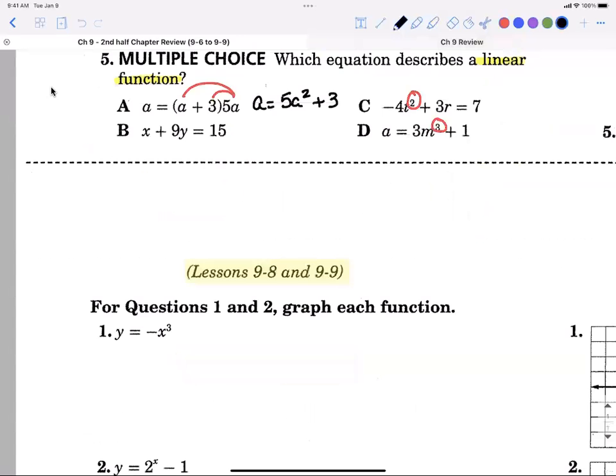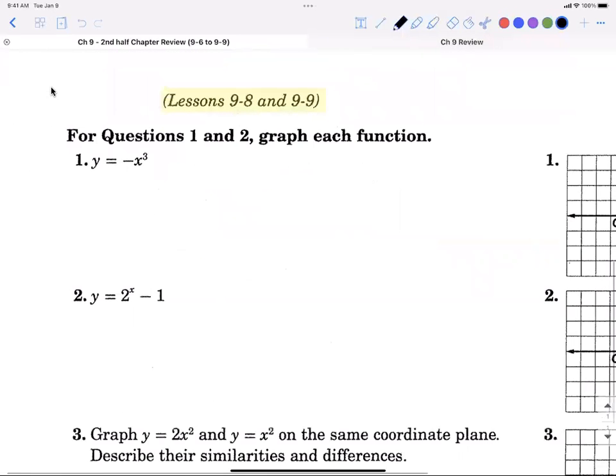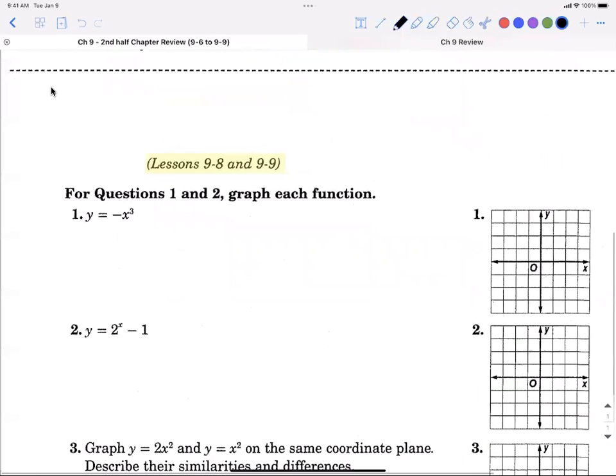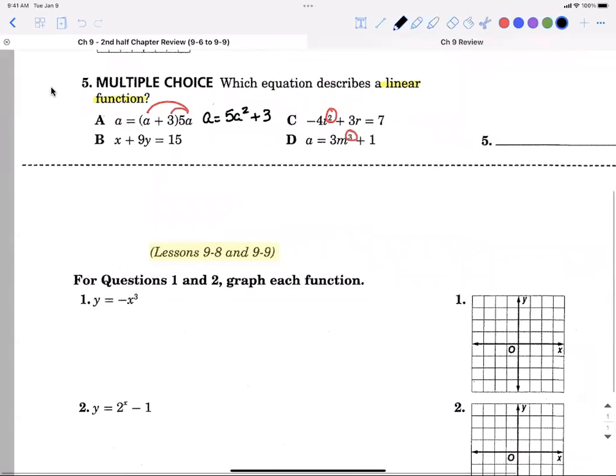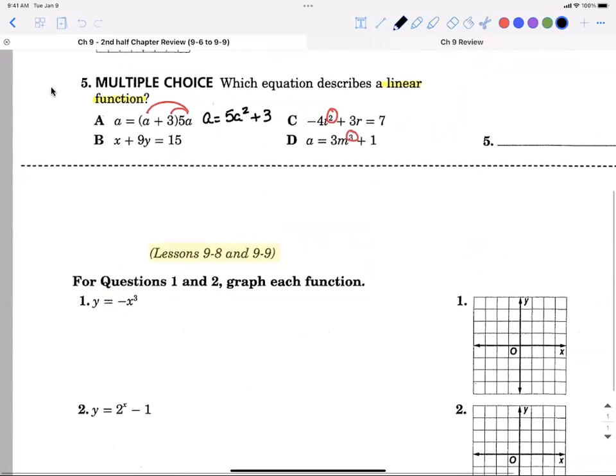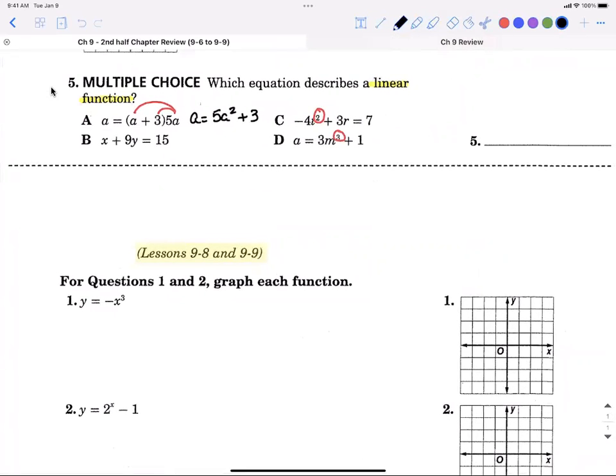All right, on the bottom, 9-8 and 9-9, there's really no shortcut for these. These were the ones that were a little time consuming. You still write this stuff down as tips. If you need the tips, then I would write them down. If you don't feel like you need them, then don't. For 9-8 and 9-9, there's no shortcut or anything like that.